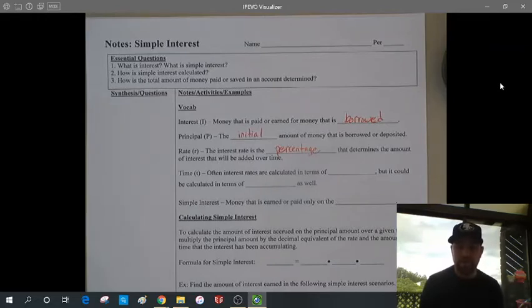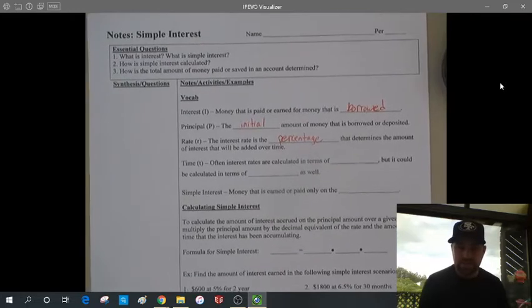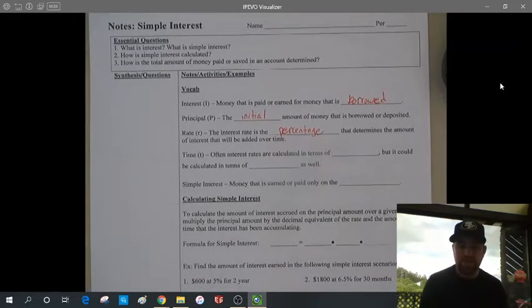In our examples, you'll see that the rate is given as a percentage, and we will need to convert that percentage over to a decimal to use it for our calculations.